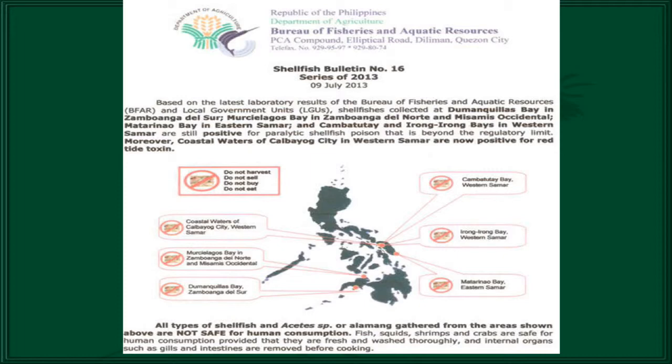So in this, for example, this bulletin that was issued on July 9, 2013, there are a lot of areas, particularly in the Samar area, that were experiencing shellfish bans and harmful algal blooms. I'm showing this in particular because some of these areas, it was their first time to experience harmful algal blooms. So even here in the Philippines, they're still spreading new occurrences of harmful algal blooms.